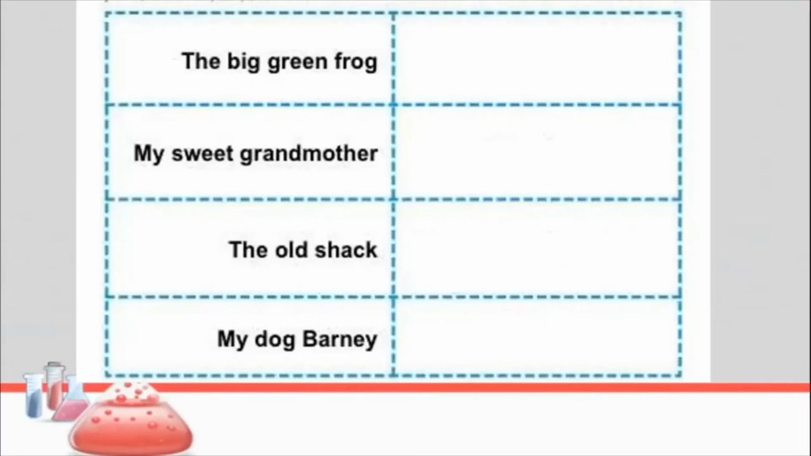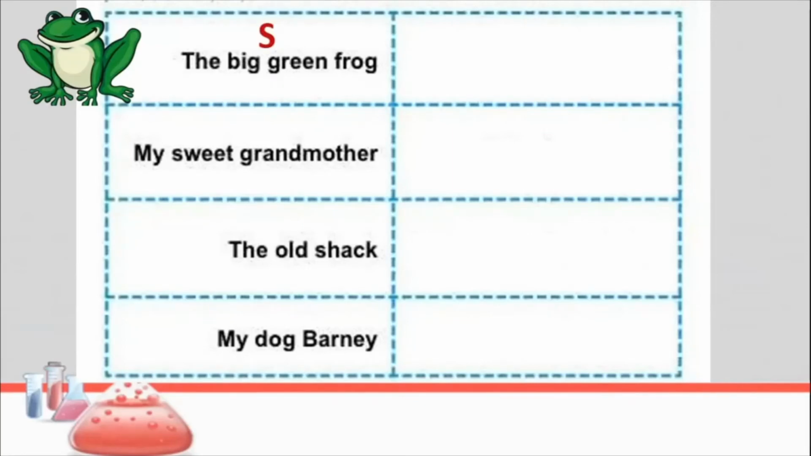So see, the big green frog. This particular sentence is about the big green frog. So this big green frog is the subject. Now what will be the predicate? What did this big green frog do? He jumped across the log. So that is the predicate. So the big green frog jumped across the log. In that, the big green frog is the subject and jumped across the log is the predicate.